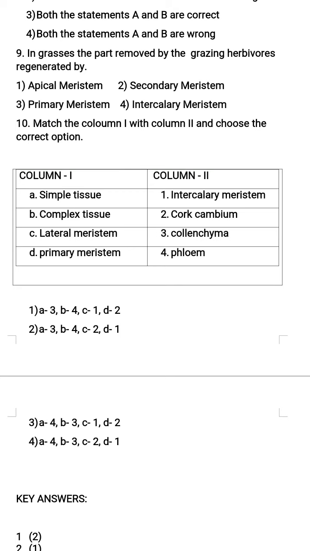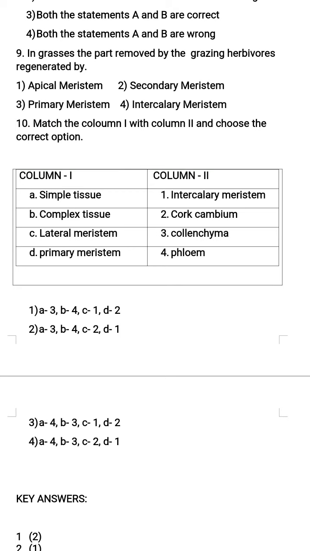Next, lateral meristem. Lateral meristem is nothing but cork cambium. In previous class we had a discussion. Lateral meristems are cork cambiums, and they are meant for secondary growth. And also vascular cambium also comes under lateral meristems only. Understand? So lateral meristems are 2 in number. First one is vascular cambium and second one is cork cambium. So C is matching with the 2 in column 2.